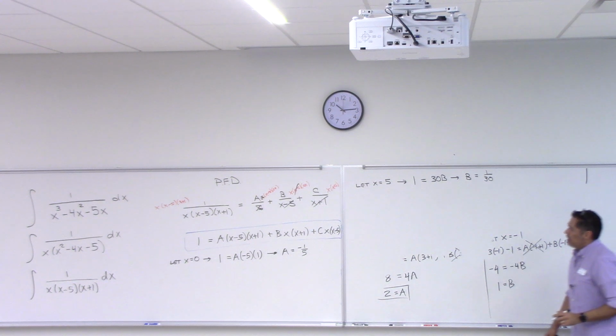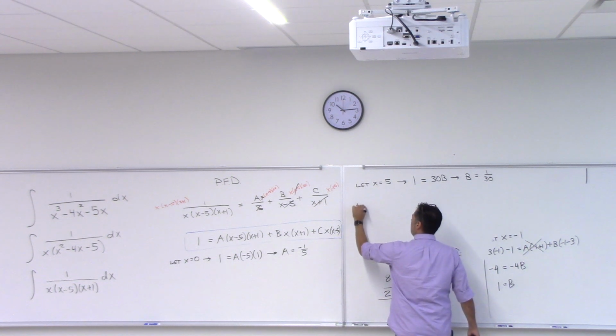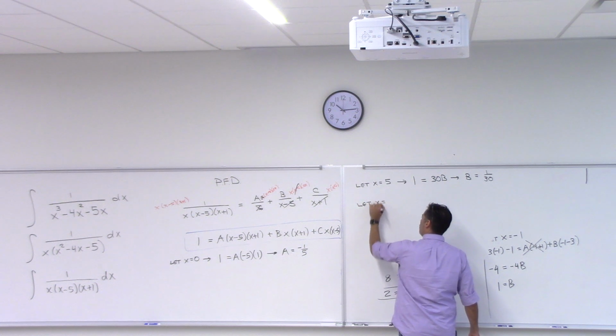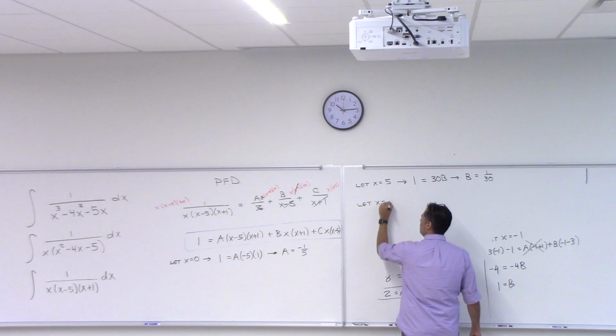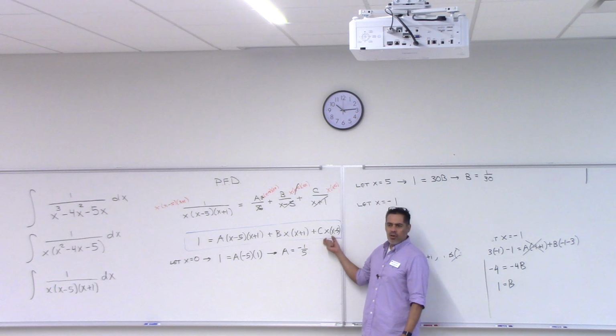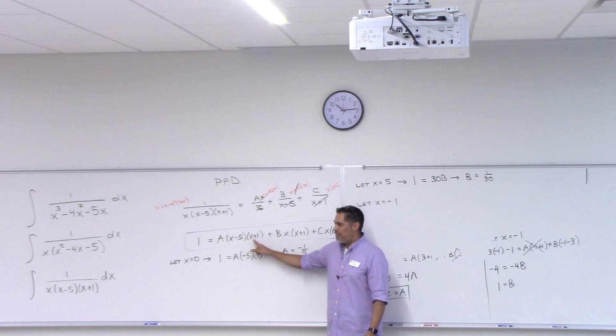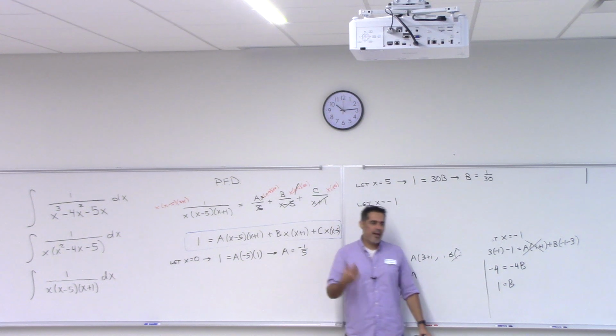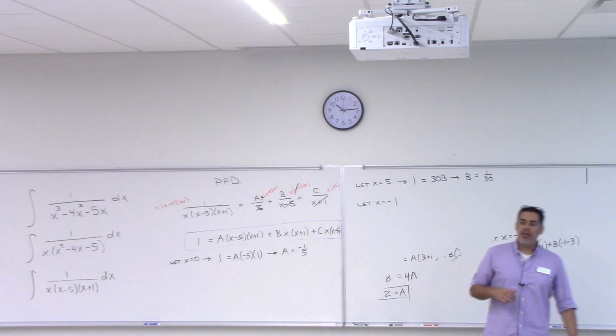All right, finally, let's get c. To get c, we let x be, drum roll, negative 1, right? Because the c term is missing the x plus 1 factor. So to make x plus 1 become 0, we let x be negative 1.